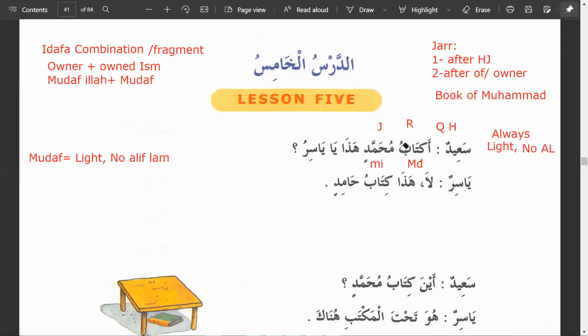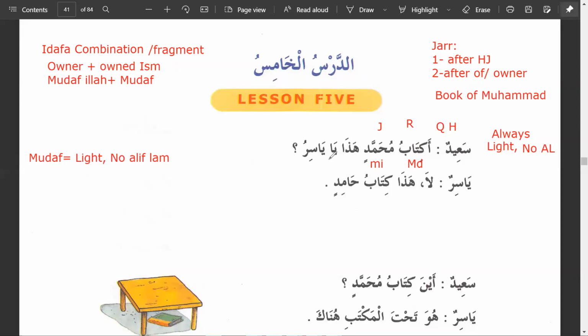Kitabu Muhammadin. If I say Kitabu Muhammadin, what does it mean? Book of Muhammad. And when I say Kitabu Muhammadin haza? Book of Muhammad this. If you just reverse it, this book of Muhammad. And you turn it into a sentence or into a question: is this the book of Muhammad? Yes. So that's the sentence. Saeed is asking Yasir, oh Yasir, is this the book of Muhammad?